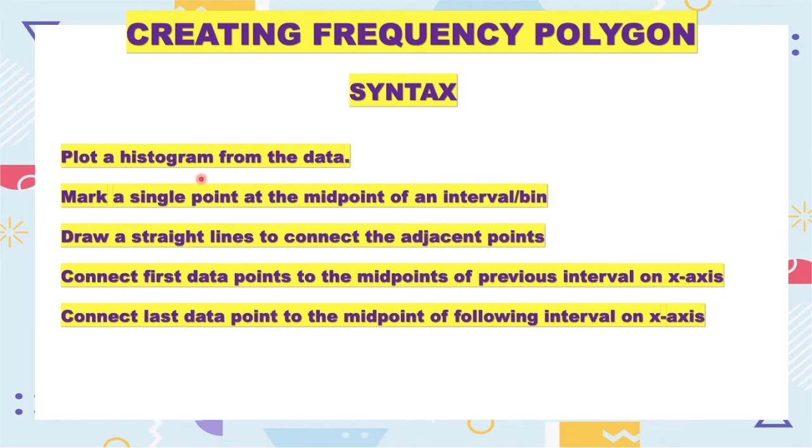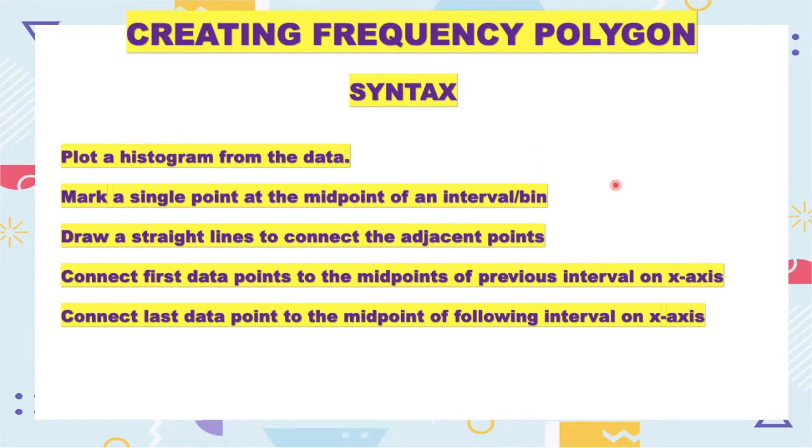First, we need to generate the histogram for the data. After that, we need to mark a single point at the midpoint of each interval, that is, the middle point of the particular interval. After that, we need to draw straight lines connecting the adjacent points. Next, we should connect the first data point to the midpoint of the previous interval on the x-axis. And lastly, we should connect the last data point to the midpoint of the following interval on the x-axis. So these are the points we have to follow in order to generate the frequency polygon.